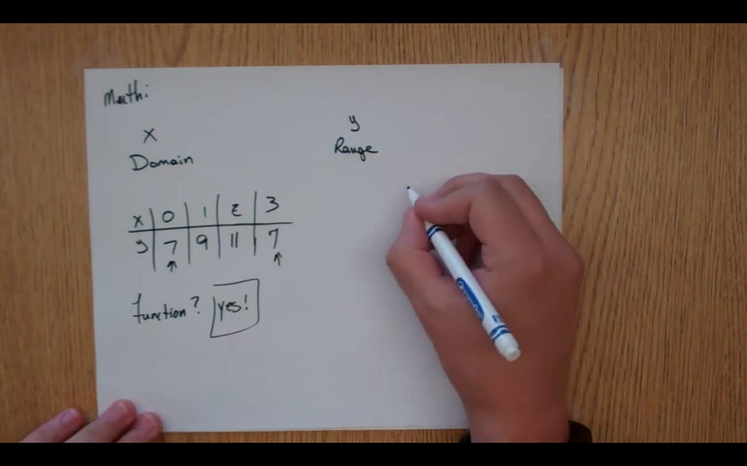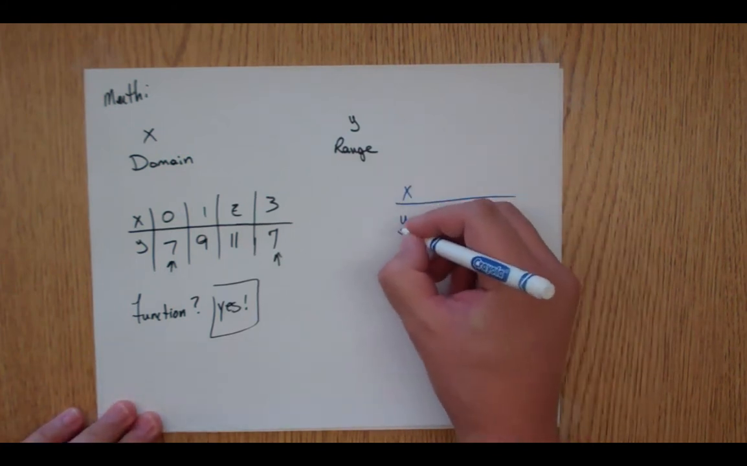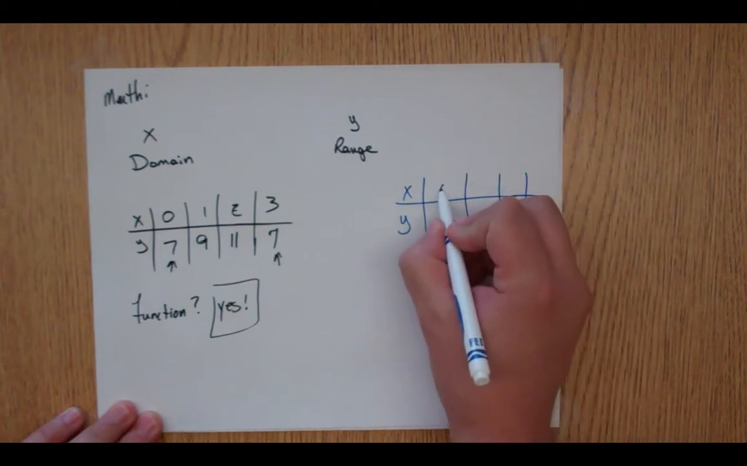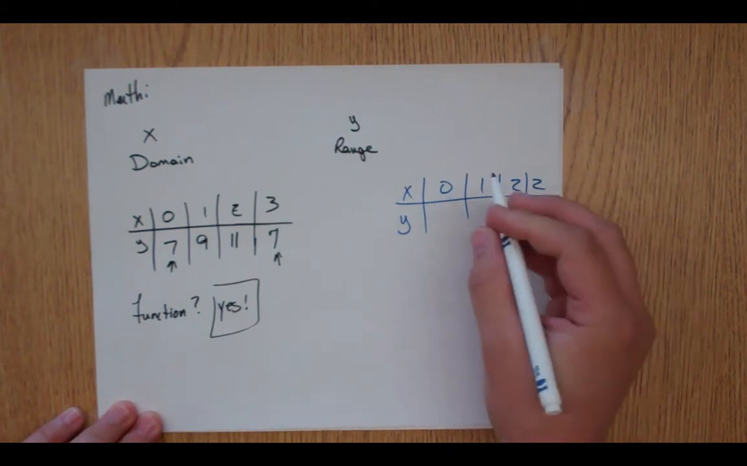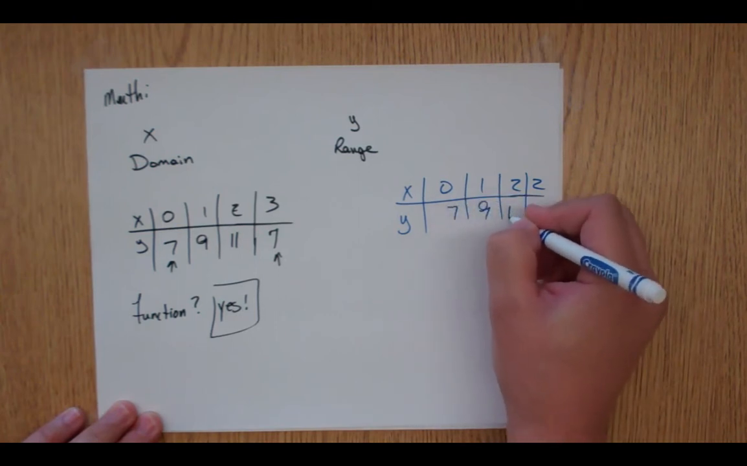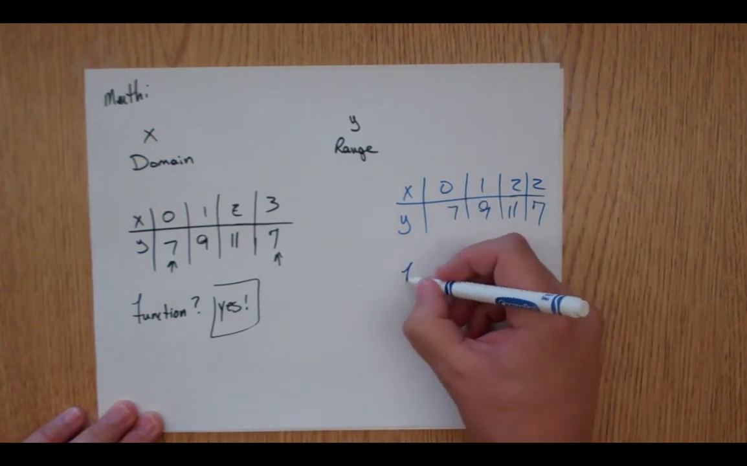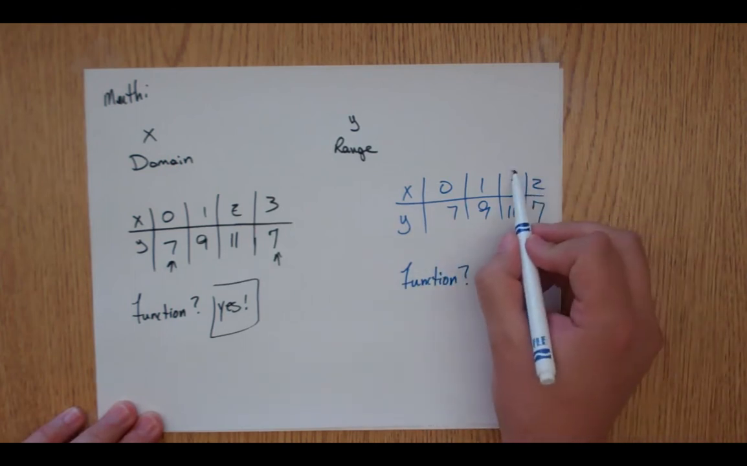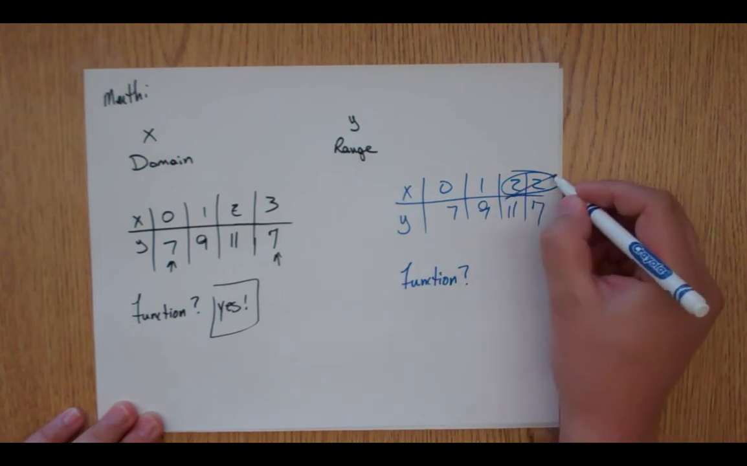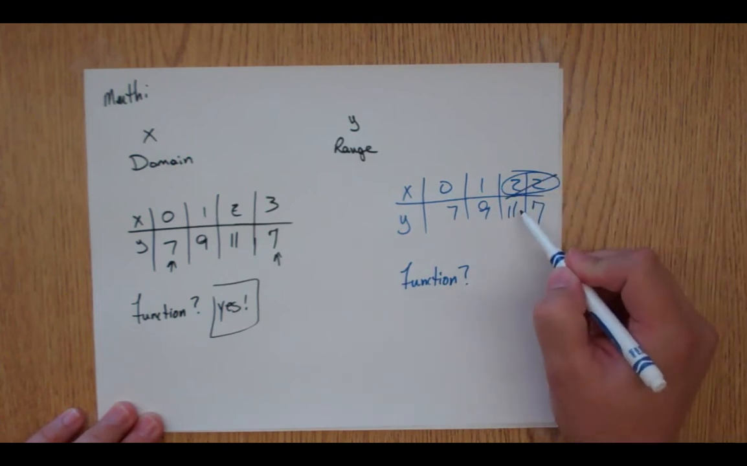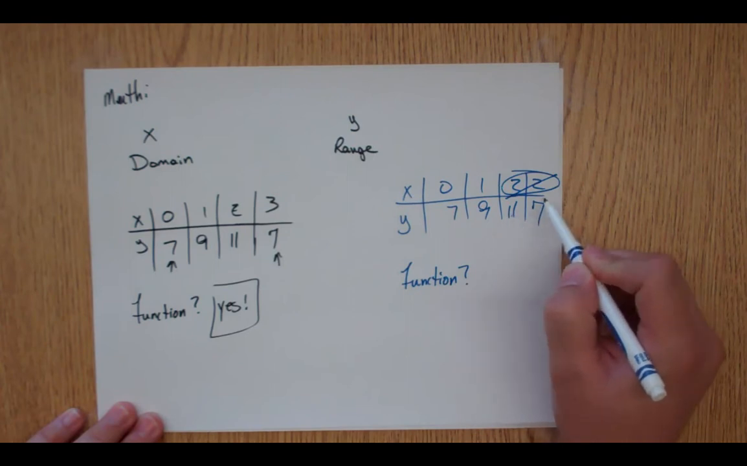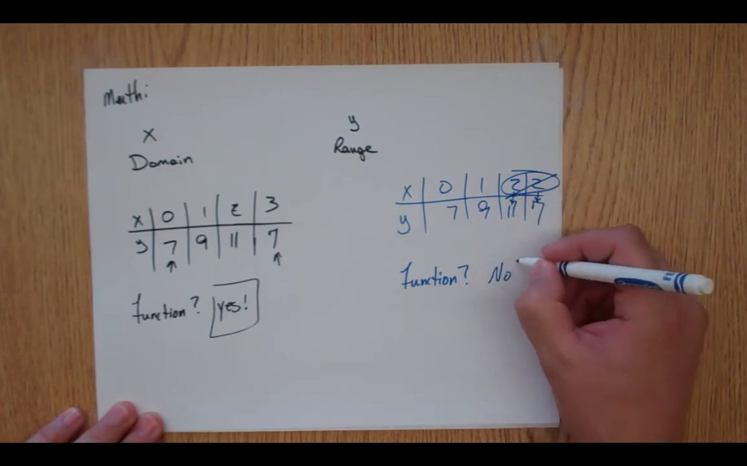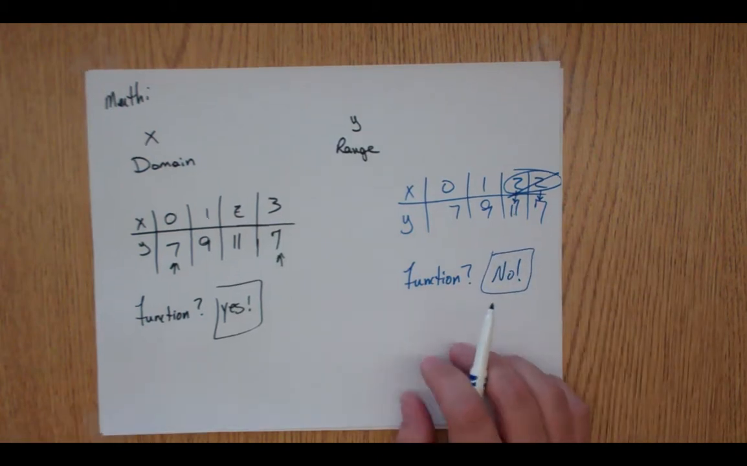Now let's look at another example, a quick x, y chart. x: 0, 1, 2, 2, and y: 7, 9, 11, 7. Is this a function? The answer is no, because if you look right there, 2 gives you 2 different outputs. You can get 11 and you can get 7. So this is not a function.